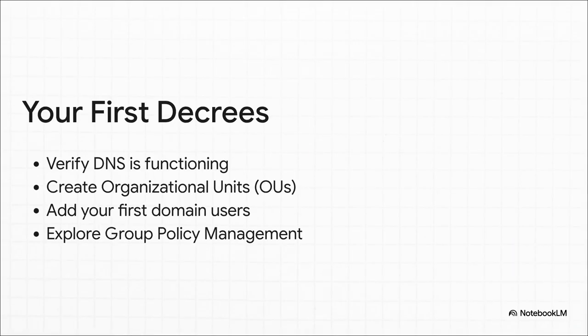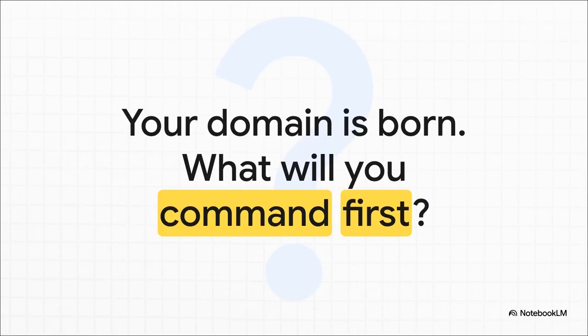So, your kingdom is established. What are your first royal decrees going to be? Well, for starters, you'll want to make sure communication is solid by checking on DNS. Then, you can start structuring your whole court by creating what are called organizational units, or OUs. After that, you can welcome your first citizens, your new domain users, and start laying down the law of the land with group policy.